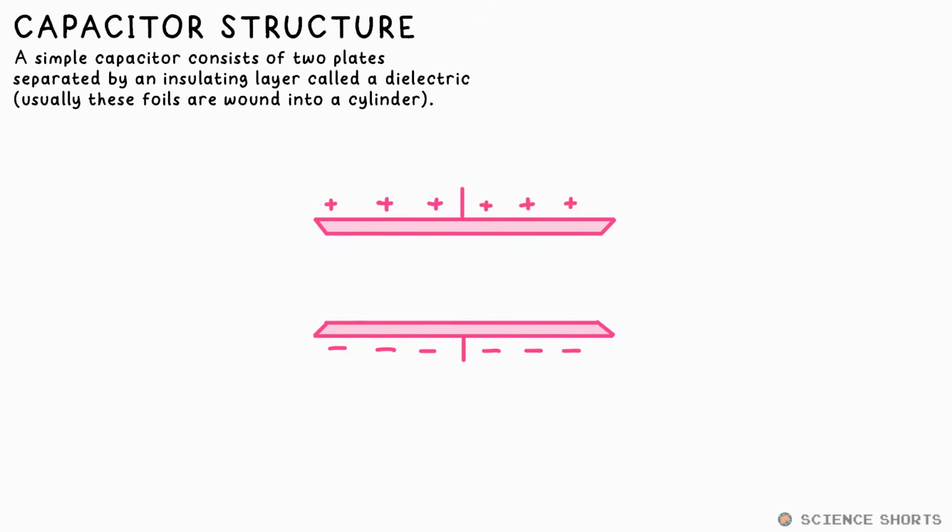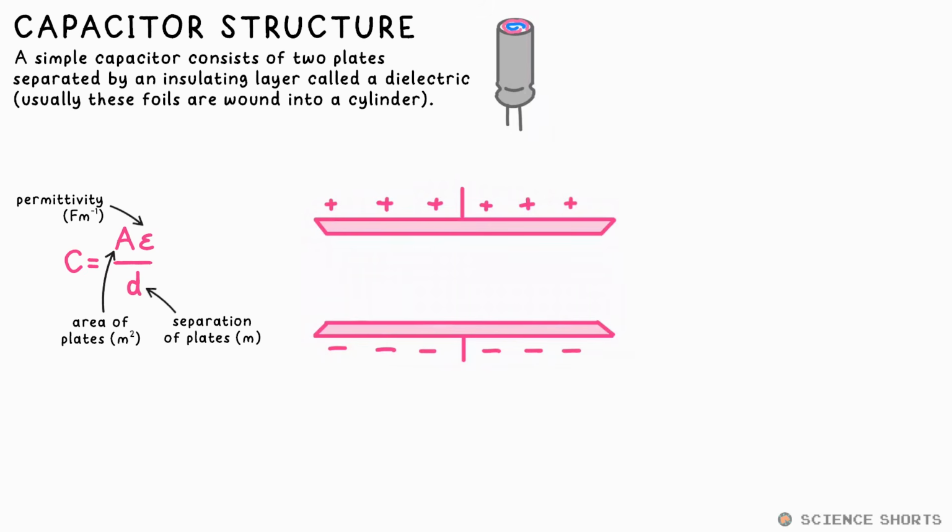The basic structure of a capacitor is two parallel plates which become oppositely charged when a PD is applied. Remember, no charge should flow directly between the plates. In reality, these plates or foils are wound into cylinders, as you probably see from the designs of the ones you use in your school lab. Capacitance is proportional to the area of these plates and inversely proportional to their separation. The constant that makes this an equation is permittivity, epsilon.